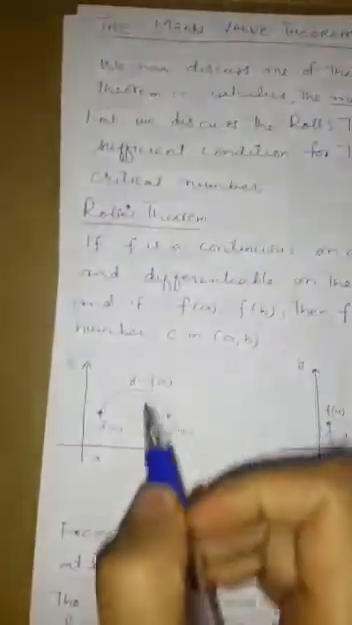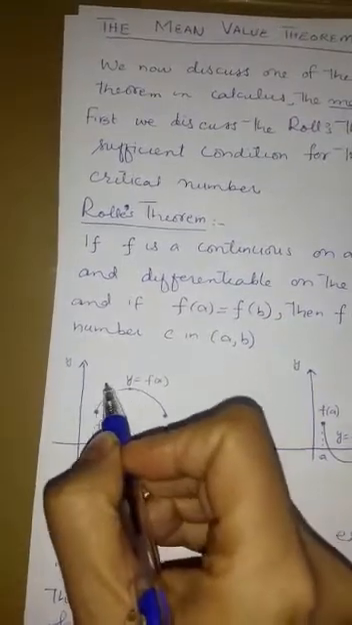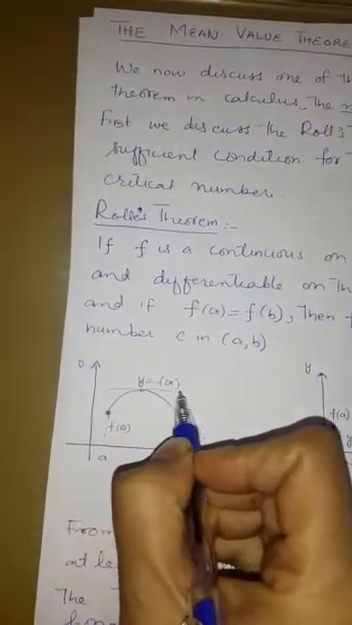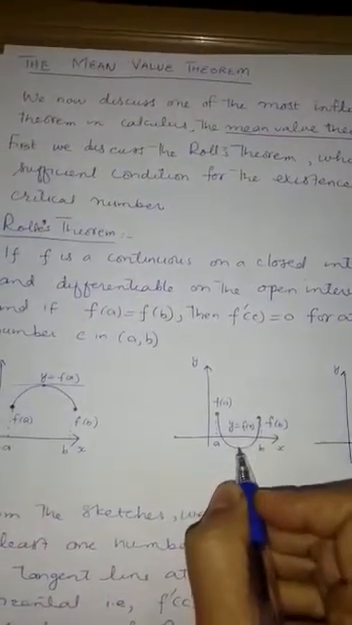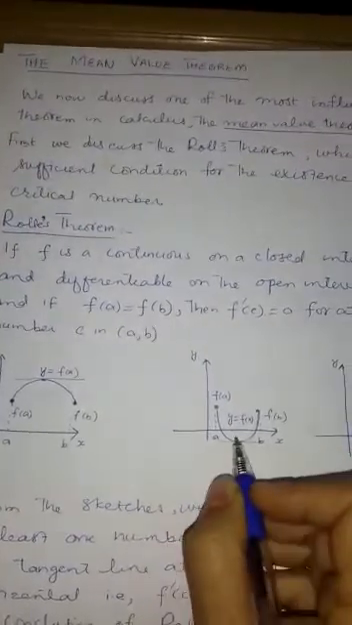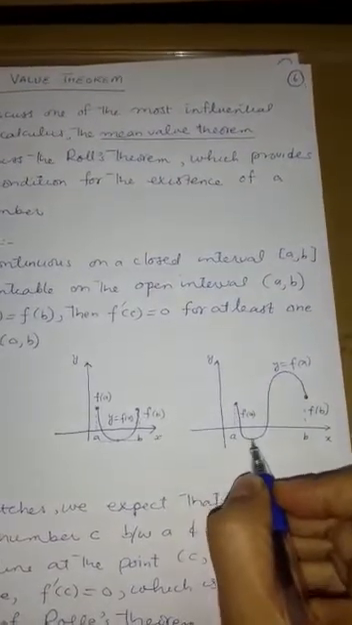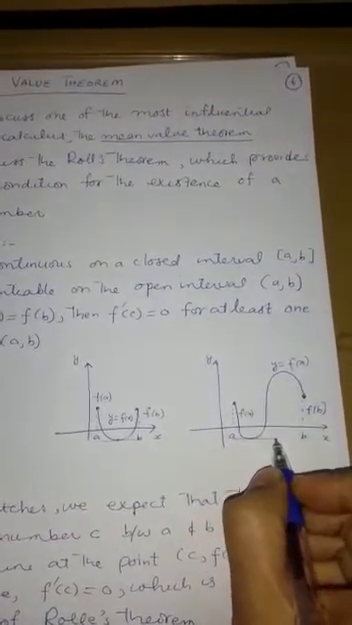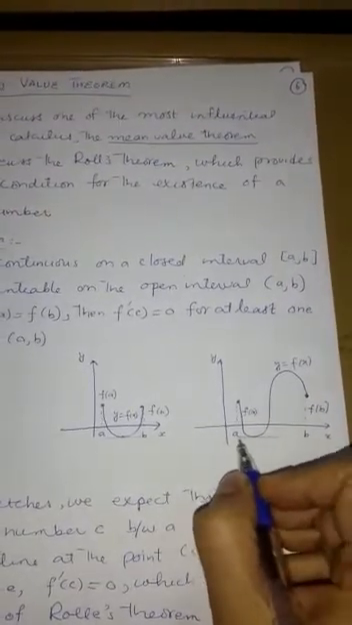Here you can see in this diagram, at this point c, the tangent line is horizontal. Like in this diagram, at this point f prime of c equals 0, then the tangent line is horizontal. And in this diagram too, we have a point c at which f prime of c equals 0, and here the tangent line is horizontal.